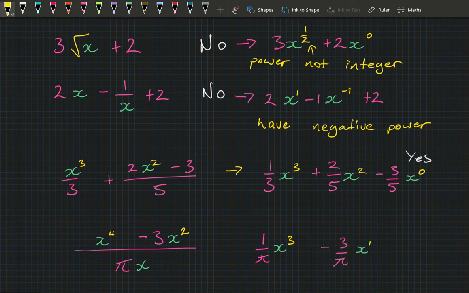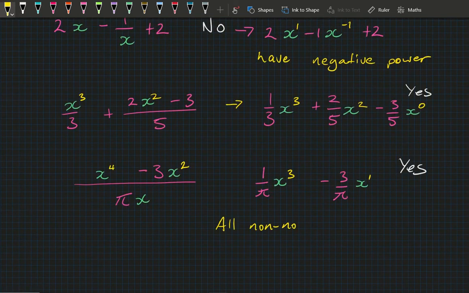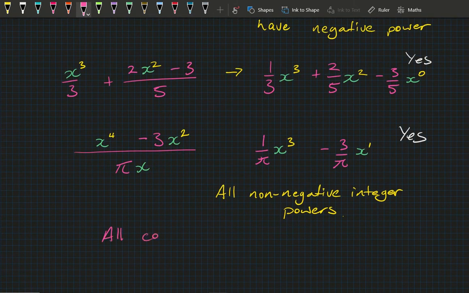So here we've got x raised to integer powers that are positive or non-negative numbers. So that is legit. All right, let's write that down. All non-negative integer powers. And that's all it takes, okay? The other thing to take into account is the coefficients are real numbers, and 1 over pi and minus 3 over pi are real numbers. And by real numbers, I mean if you put it in the calculator, you'd get a number that fits on the number line. But having said that, it is pretty rare to see all these irrational numbers in there. We're not going to trouble you with those much in this unit.